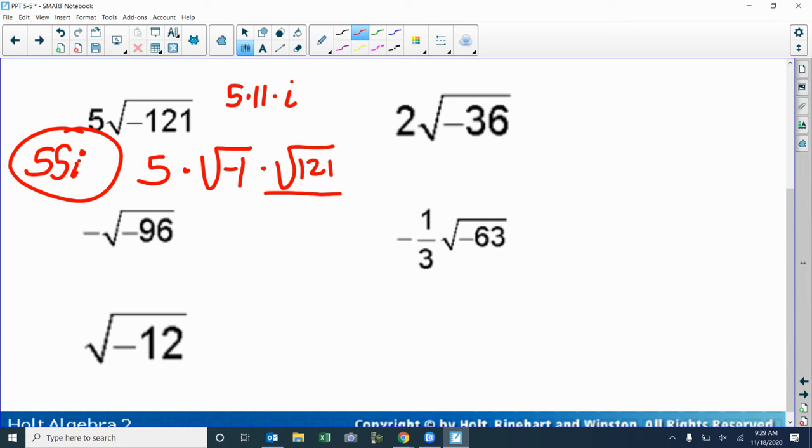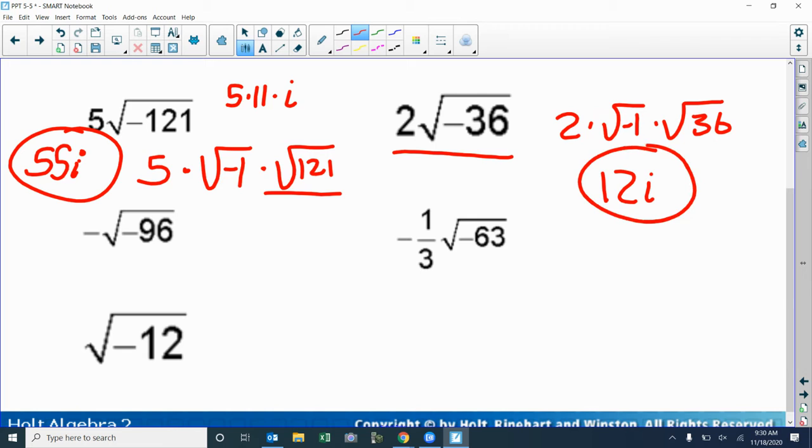Now let's be truthful. There's really nothing that big of a deal here, is there? It's what we've been doing. We just throw this square root of -1 in there. What do you think here? It's really going to be 2 times the square root of -1 times the square root of 36. Well, we know the square root of 36 is 6. 6 times 2 would be 12. The square root of -1, i.